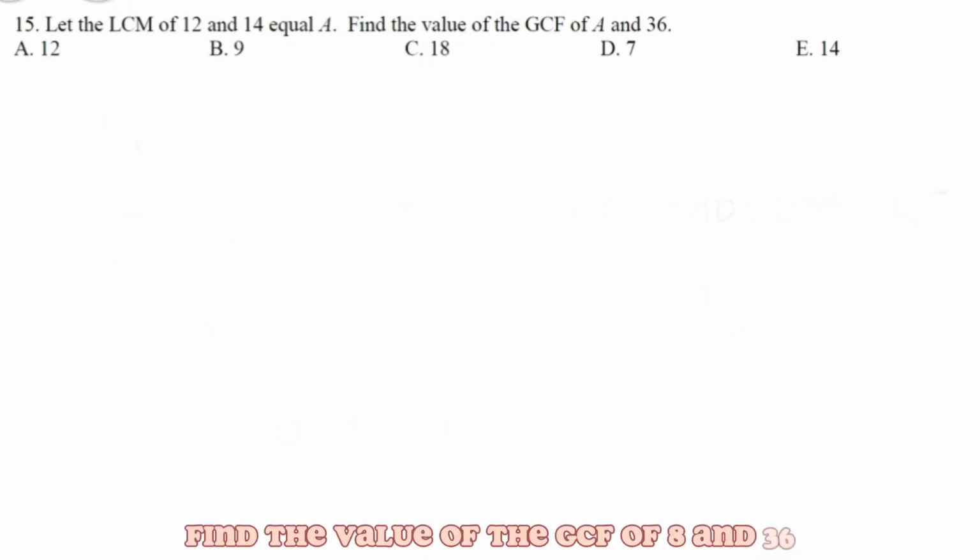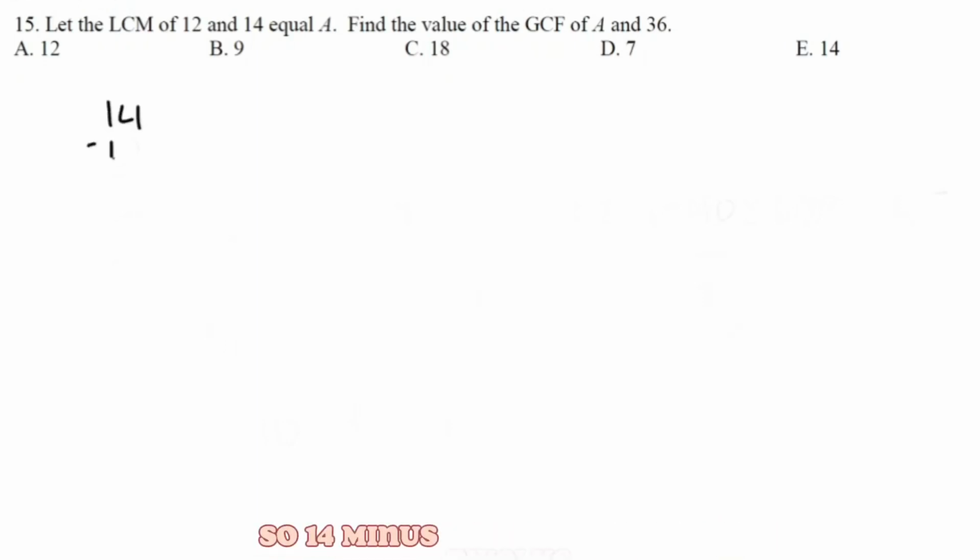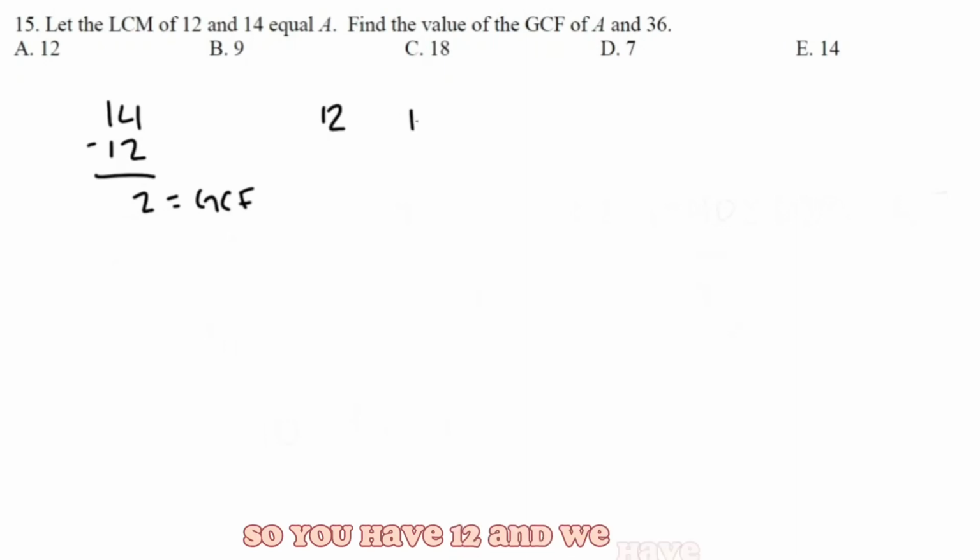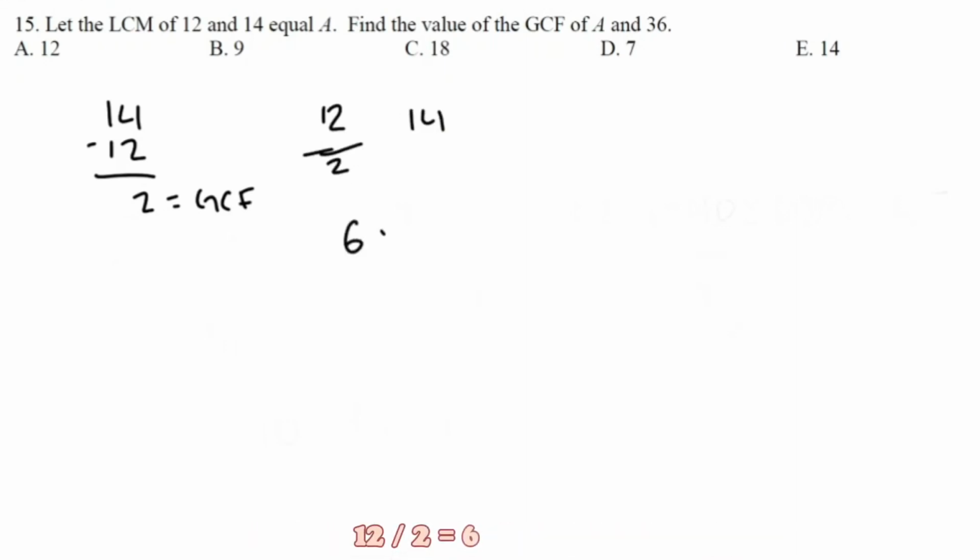Next, let the LCM of 12 and 14 equal A. Find the value of the GCF of A and 36. Alright, so the LCM of 12 and 14. 14 minus 12 equals 2. So we have to first solve for the GCF. 2 goes into 12 6 times, and 2 goes into 14 7 times. So that's your GCF. Next, we need to find the LCM. So we have 12 and we have 14. 12 divided by 2 equals 6. 6 times 14 equals 84.